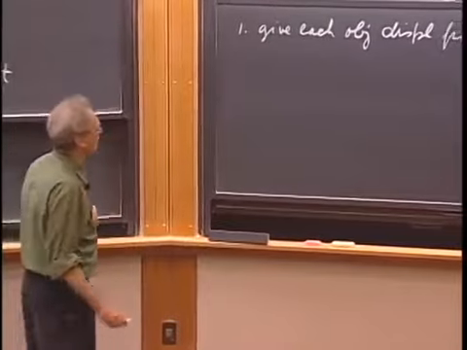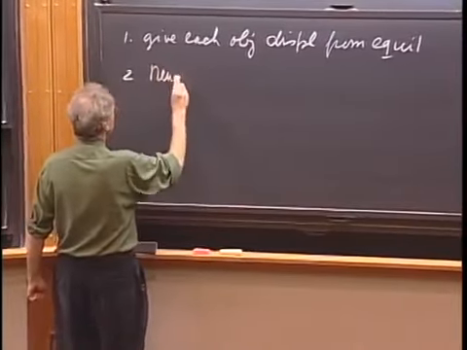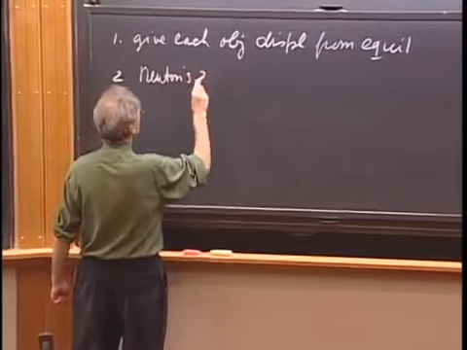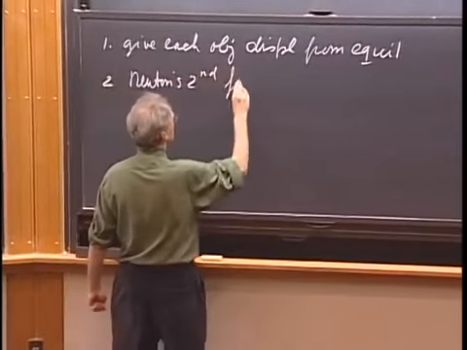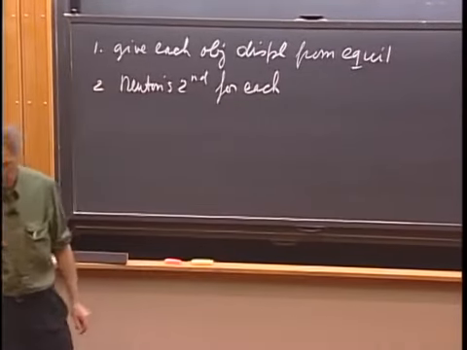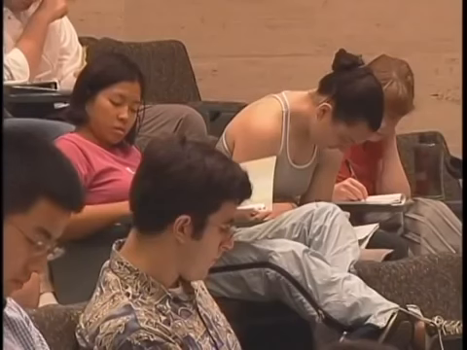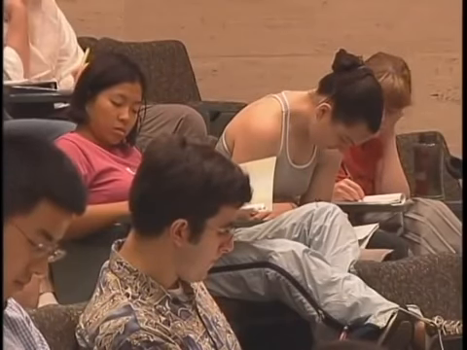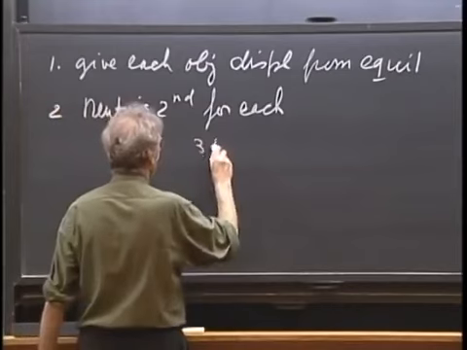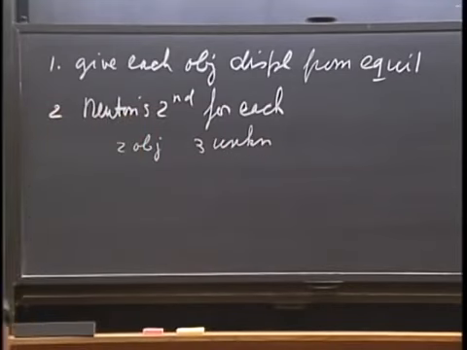You give them a displacement, and I always do them in the same direction. That's number 1. Once you have done that, you write down Newton's second law for each. Which means, if you have 2 objects, you have 3 unknowns. What are the 3 unknowns?